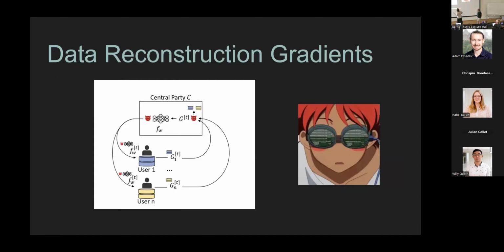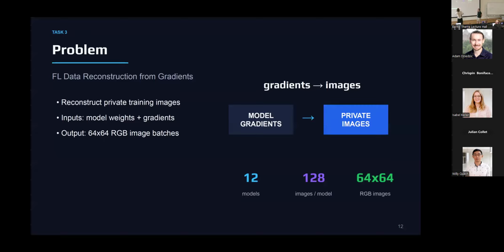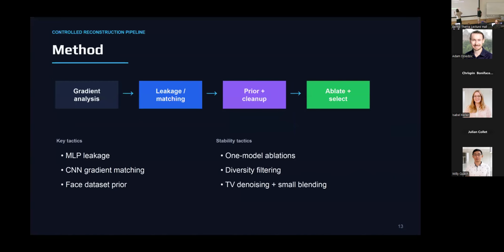Now the gradients. As it was told, we had 12 models, and we had the full gradients, and we wanted to reconstruct the images. The question was how we targeted 11 and 9. That's the point: we didn't. It didn't really work for us. We mostly targeted number 6 because it was the most obvious with the faces, and we used single model ablations and diversity filtering.